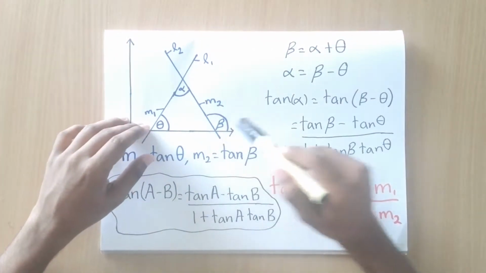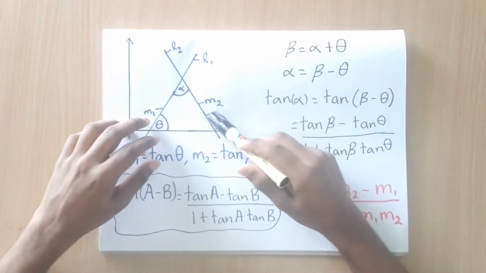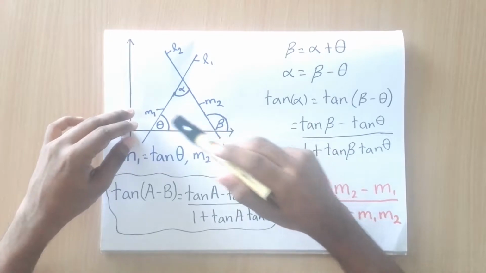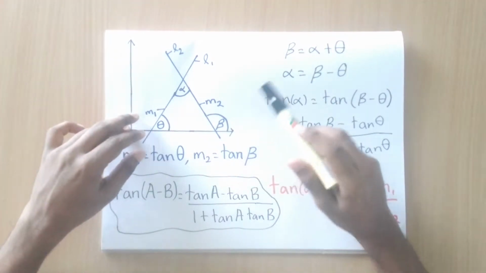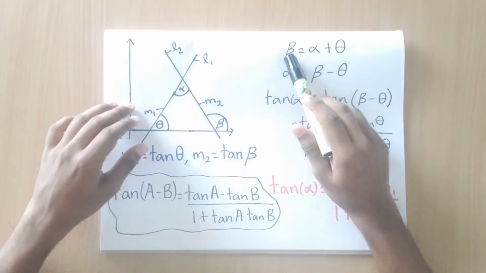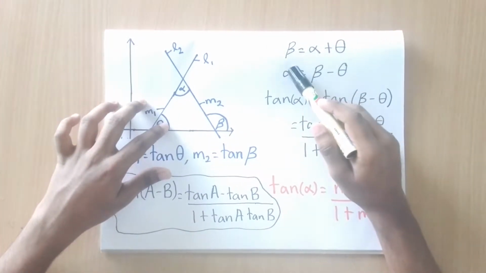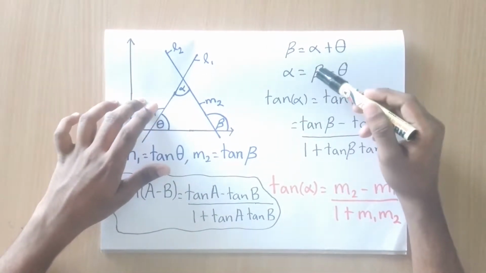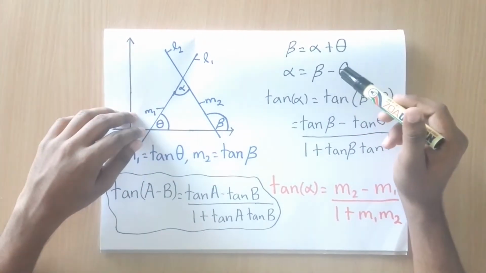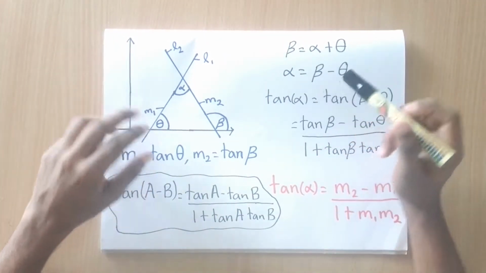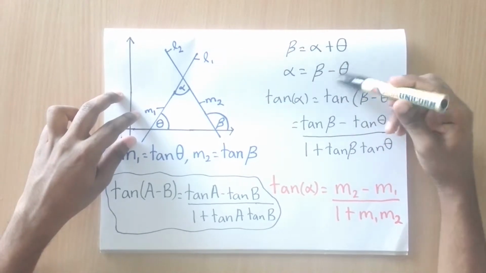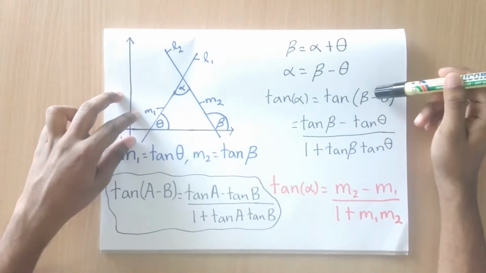Since this is a triangle, we know that the exterior angle is equal to the sum of the opposite interior angles. So beta equals alpha plus theta. If we make alpha the subject, we'll get alpha equals beta minus theta. We can also say that tan alpha equals tan (beta minus theta).